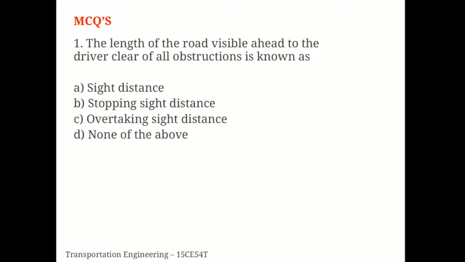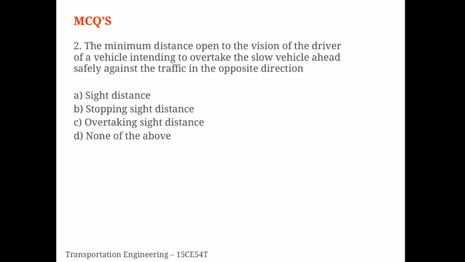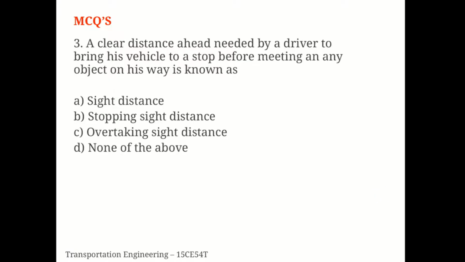Some MCQs. The length of the road visible ahead to the driver clear of all obstructions is known as what? Guess it. The minimum distance open to the vision of the driver of a vehicle intending to overtake the slow vehicle ahead safely against the traffic in the opposite direction. A clear distance ahead needed by a driver to bring his vehicle to a stop before meeting any object on his way is known as.